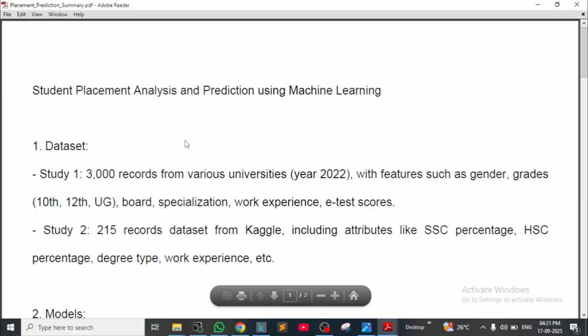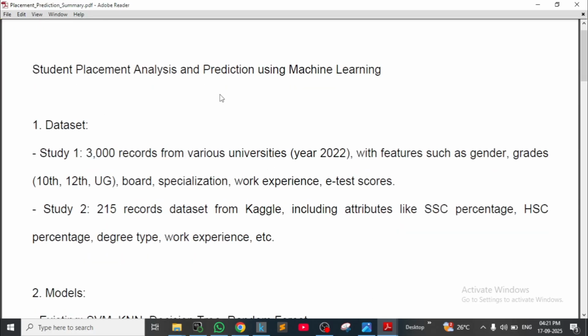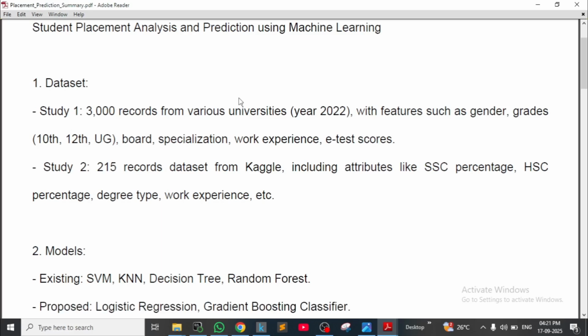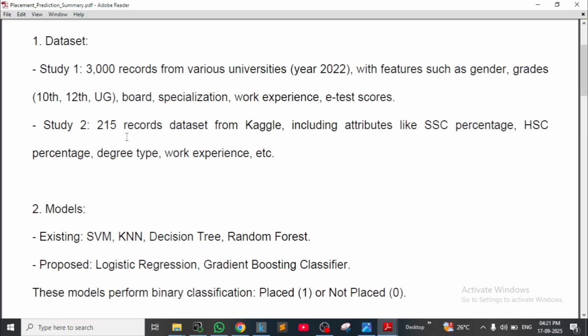See, student placement analyzing and prediction using machine learning: dataset. In these two research papers only. Study one: 3,000 records from various universities, year 2022, with features such as gender, grades, 10th, 12th, undergraduate, board, specialization, work experience, e-test score. Study two, the second research paper: 215-record dataset from Kaggle, including attributes like SSC percentage, degree type, work experience, etc.